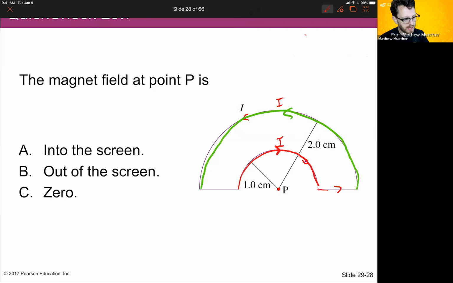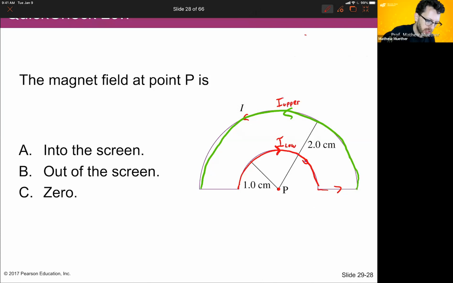Notice here that the current flowing through the upper branch of that wire is going in the opposite direction, loops around in the opposite direction as the current flowing in this red path that I drew here. So let's call this lower, and let's call this one upper.